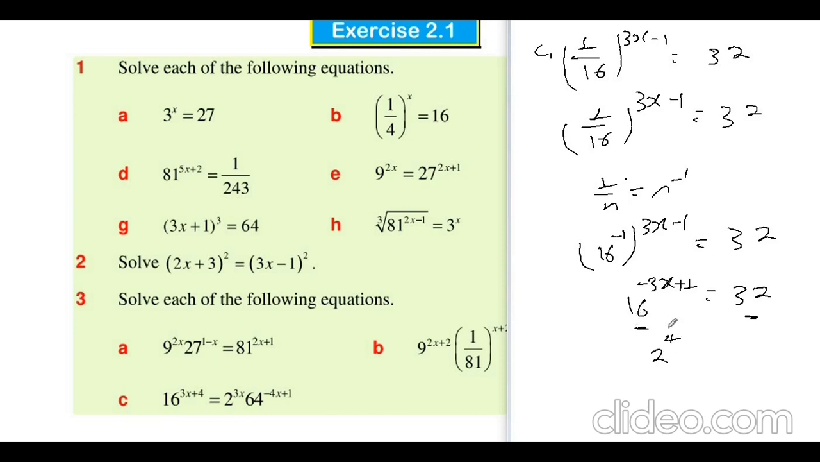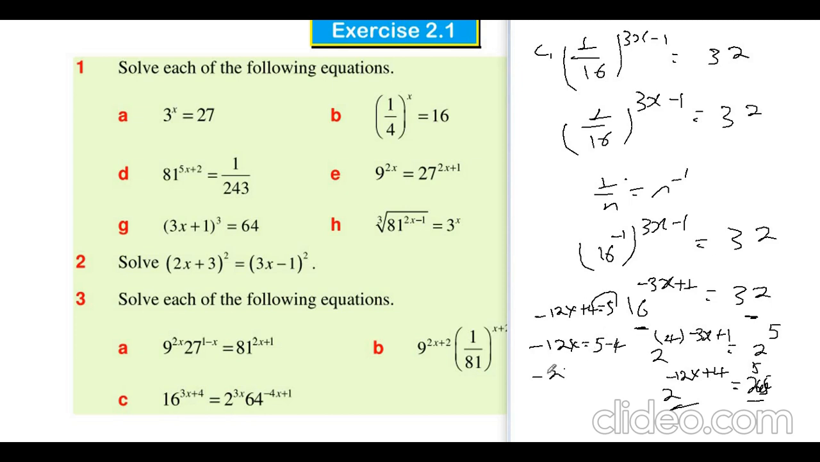Now we make 16 and 32 the same by putting them in terms of 2. 16 is 2 to the power of 4, to the power of minus 3x plus 1, and 32 is 2 to the power of 5. So 2 to the power of 4 times minus 3x plus 1, which is minus 12x plus 4, equal to 2 to the power of 5. Since 2 and 2 are equal, we equate the exponents: minus 12x plus 4 equal to 5. Minus 12x equal to 5 minus 4, so minus 12x equal to 1, and x equal to 1 over 12. Here there is a minus, so x is minus 1 over 12.